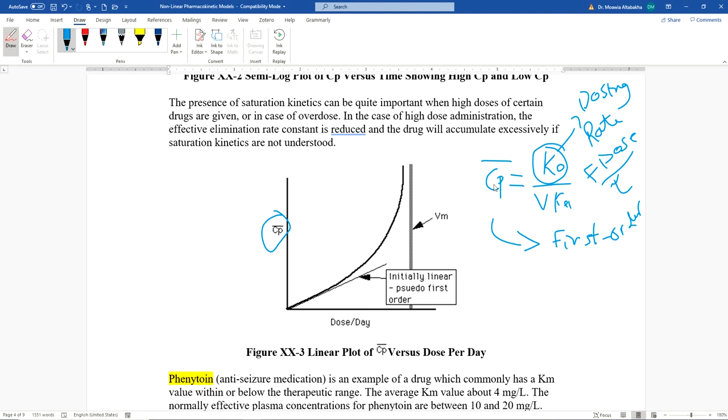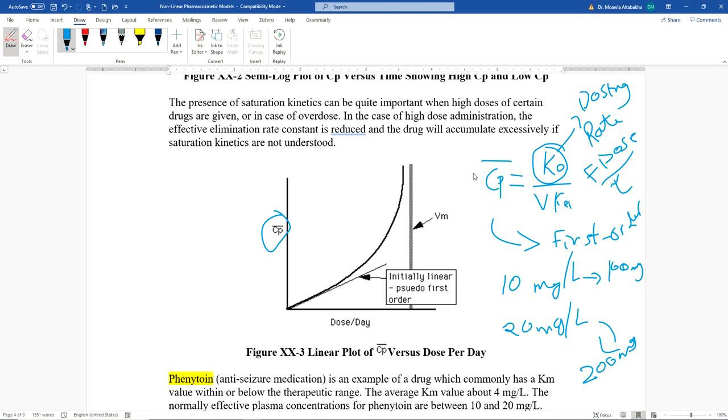So it is not as simple. Let's say, for example, my concentration is 10 milligram per liter when I gave 100 milligram. I cannot say that to get 20 milligram per liter, I need 200 milligram. It is not as simple as that, because the increase in the average concentration at steady state will not be proportional to the dosing rate. And this is an indication that I'm having non-linear pharmacokinetics.